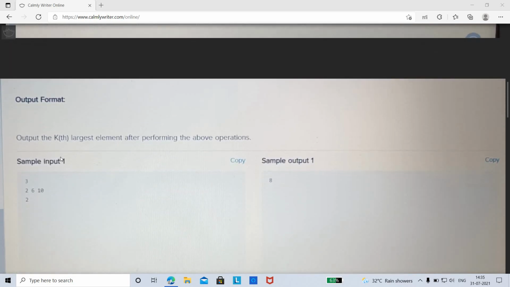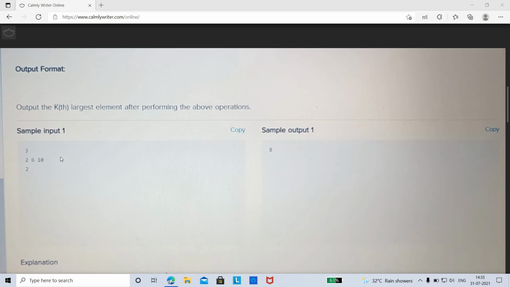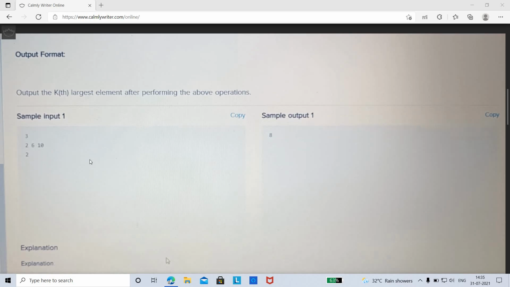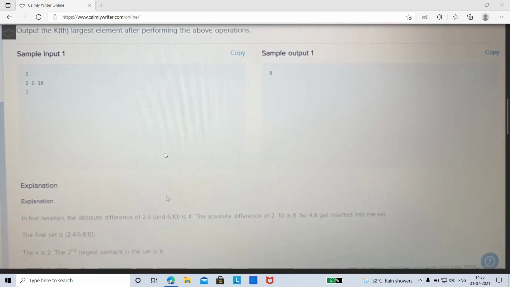The main thing is that you need to output the kth largest element after performing the above operations. Here n is equal to 3, which means the number of elements in the set. We have 3 elements and k is equal to 2. We shall see how the output is 8.